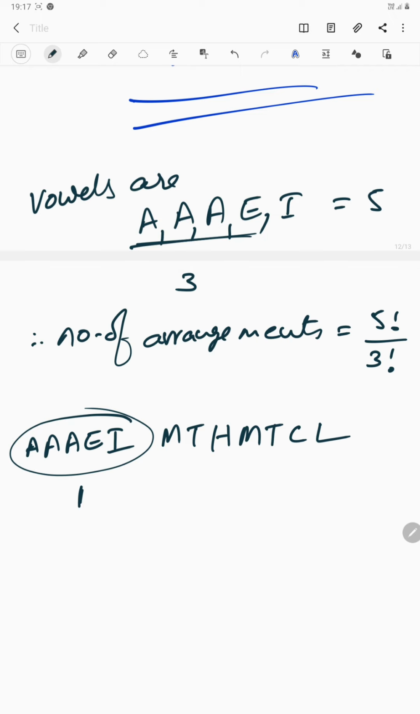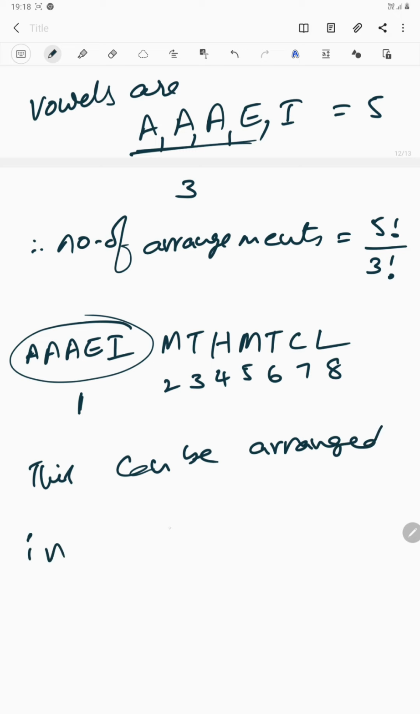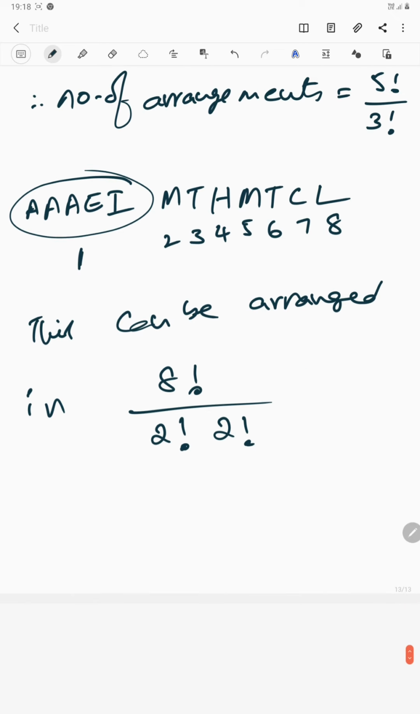So, now what are the total number of letters? 1, 2, 3, 4, 5, 6, 7, 8. Therefore, this can be done in how many ways? This can be arranged in total 8 factorial. 2 m's are there. So, 2 factorial and 2 t's are there. 2 factorial. Right? Now, altogether total arrangements कितने हुआ है?